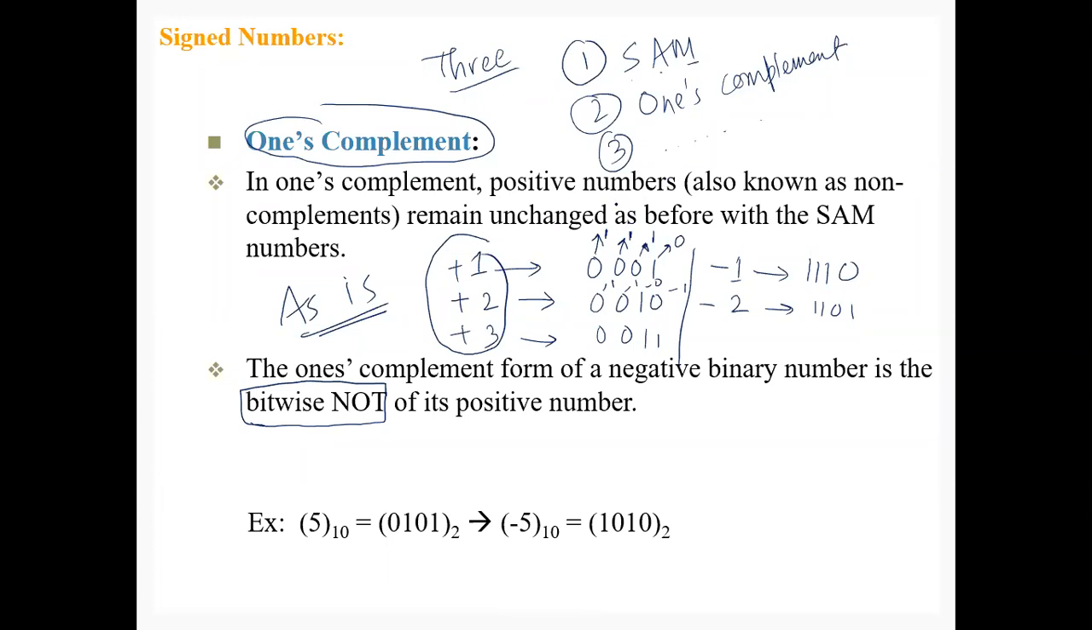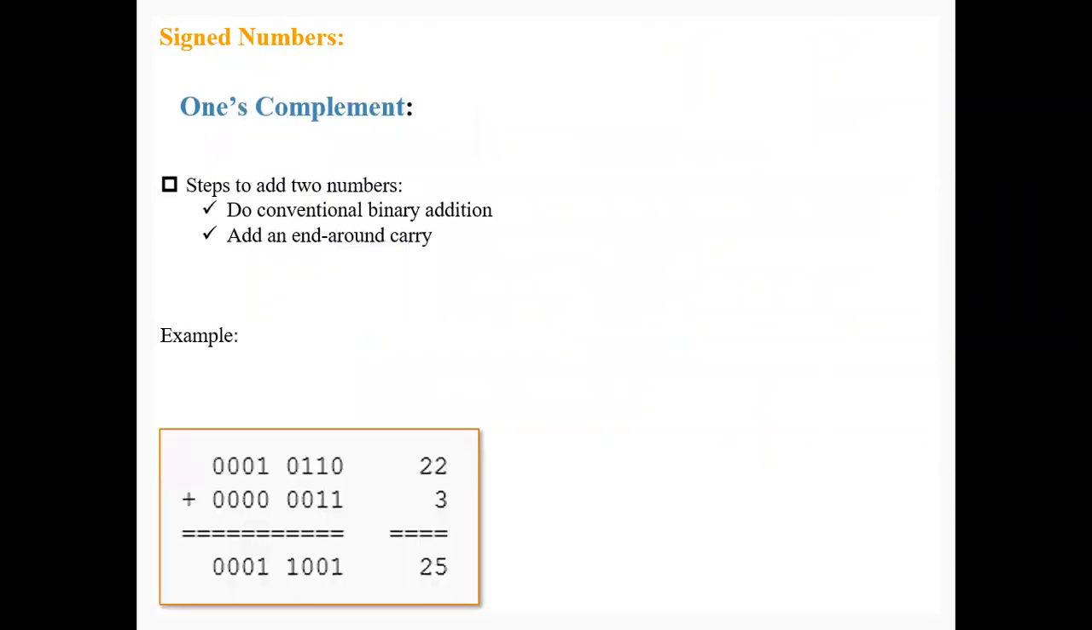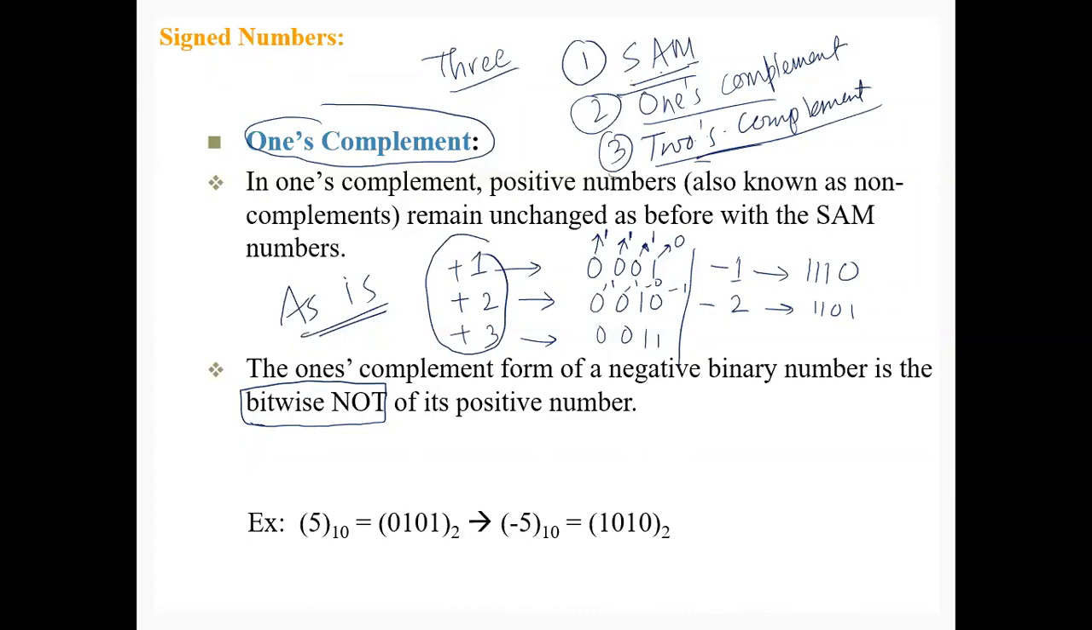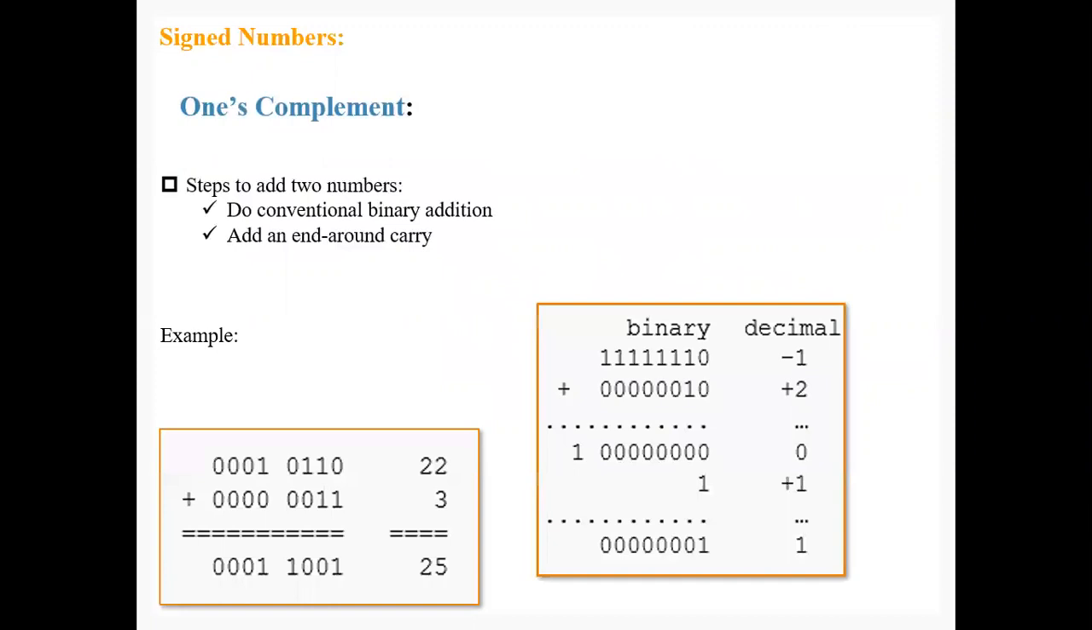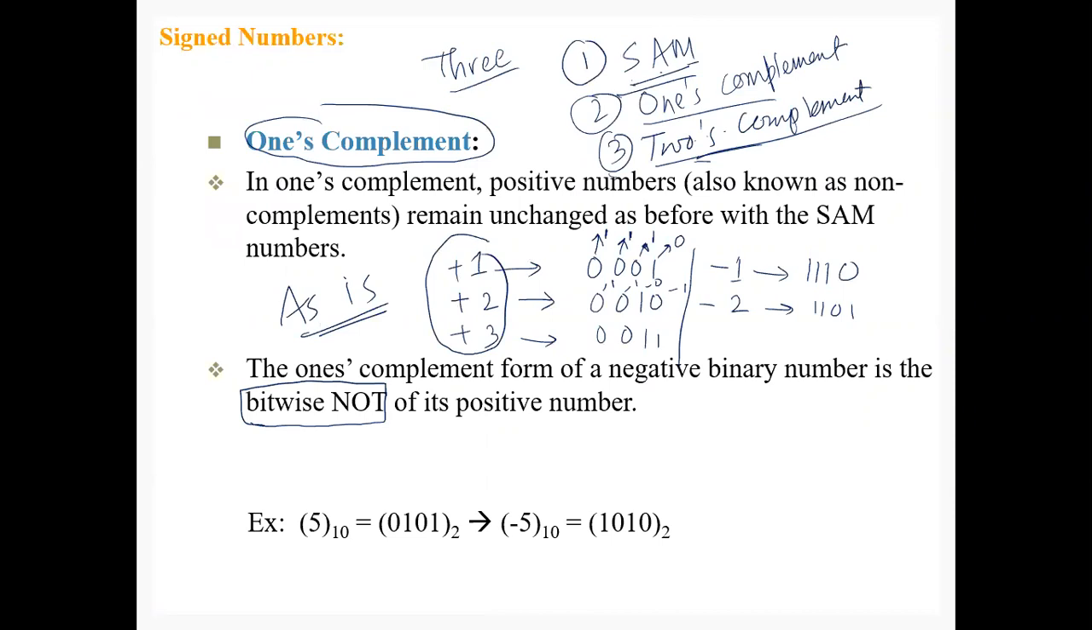Now I'll be talking about 2's complement, okay? These are the three different representations of signed numbers: sign and magnitude, 1's complement, and 2's complement. So I'll be talking about 2's complement now. But before I do that, let me show you how to add numbers in 1's complement representation, okay?